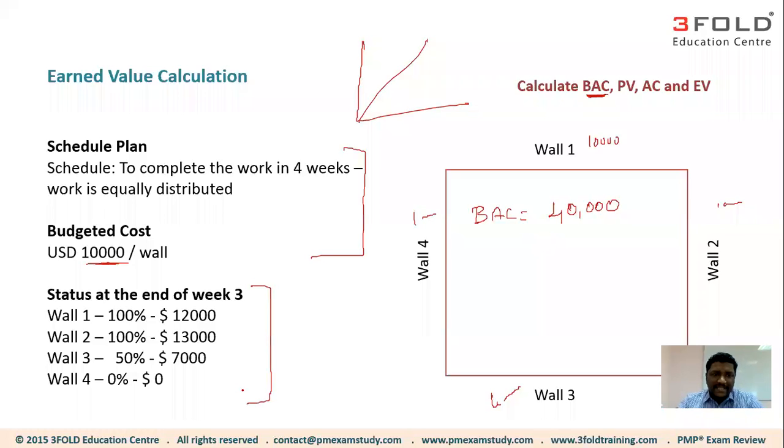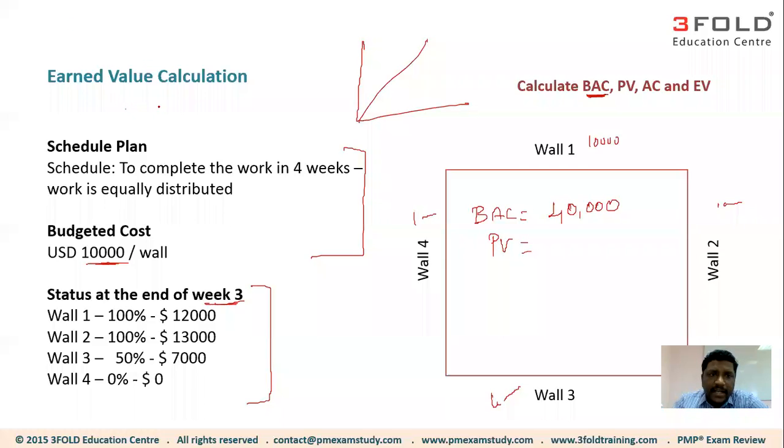Now let's look at the status. Status means the data date, the date on which you collected the data, and looks like the date is the end of week three, which means 3 weeks have been completed. Now you tell me, if 3 weeks are completed, what should be your planned value?